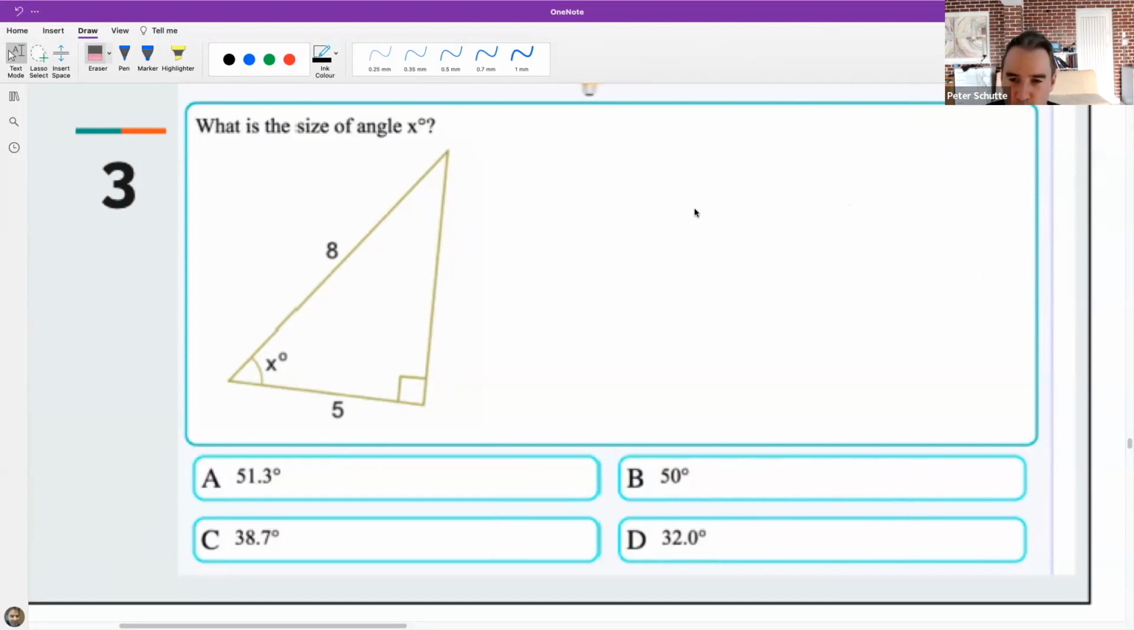Okay. What is the size of angle X? I guess that's O. That's H. And that is A.